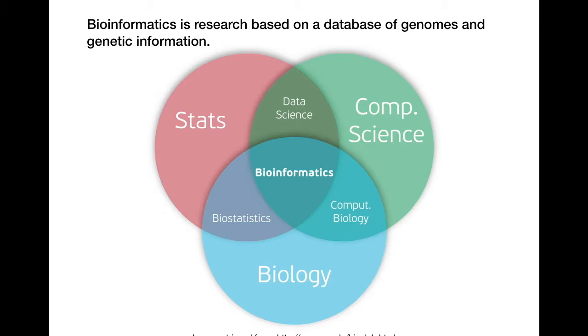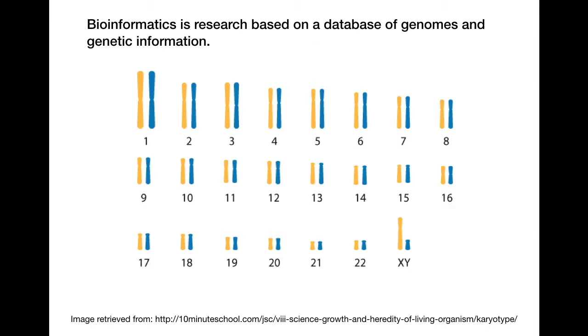But what exactly is the definition of bioinformatics? According to an NCBI article by Luscombe and colleagues in 2001, bioinformatics is a process to solve biological problems through computer science, chemistry and biochemistry, applied mathematics, and statistics. In essence, bioinformatics is research conducted using a database of genomes and genetic information. This video will work with the IMG database, short for Integrated Microbial Genomes and Microbiomes, according to their website.